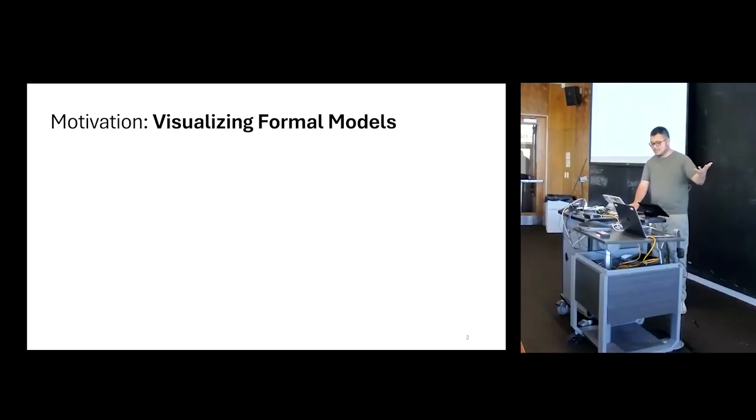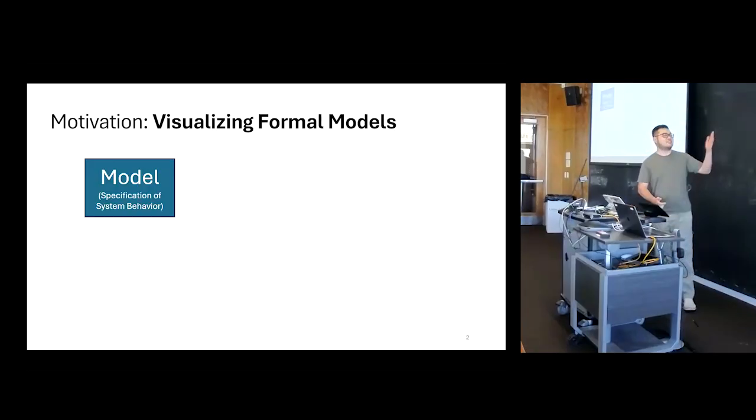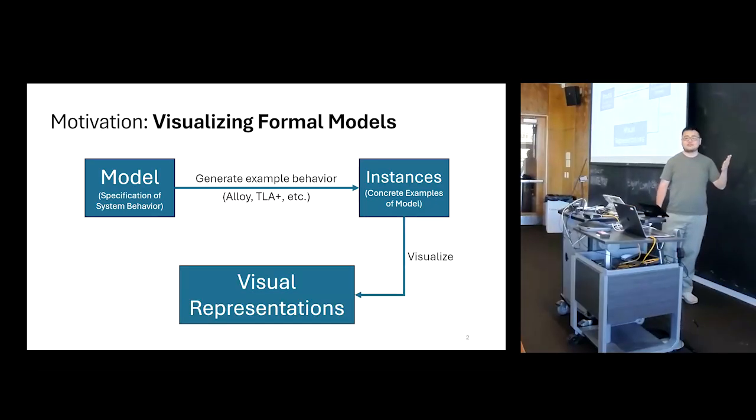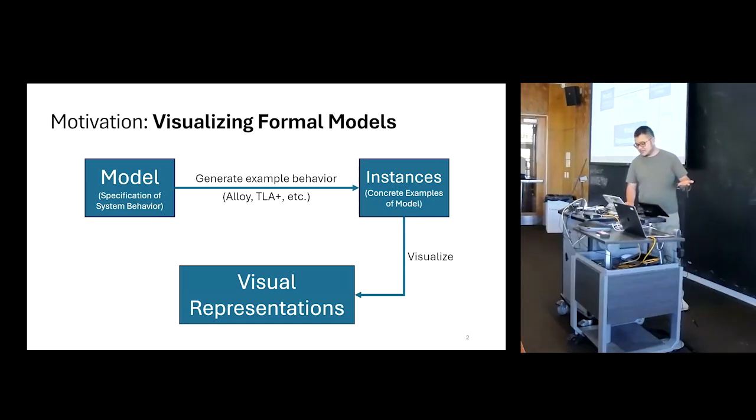the behaviors of. Formal modeling allows you to provide a model, which is a logical specification of system behavior. Using tools like Alloy or other formal methods tools, they can generate instances, which are essentially concrete examples of the model. These instances can then be visualized into some sort of visual representations. So now, why would people want to visualize their instances?